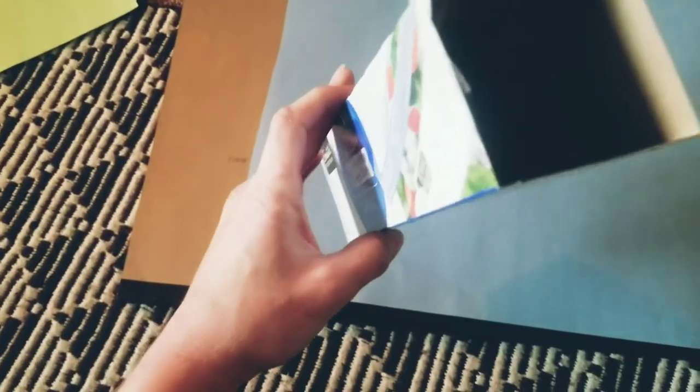I'm going to be doing a monument themed craft today. We're going to be talking about American monuments. So today we are going to make a Washington Monument out of a very thin cardboard box.